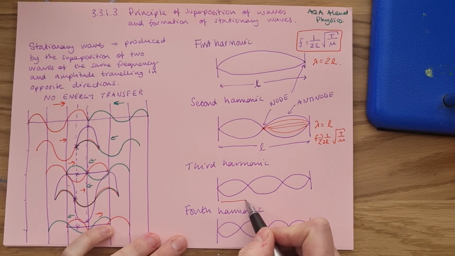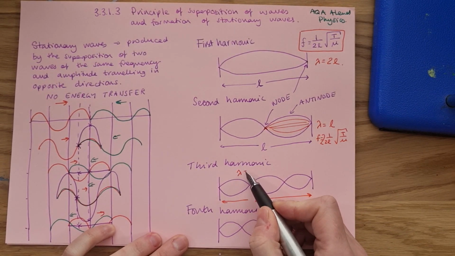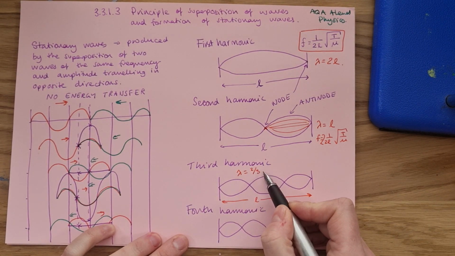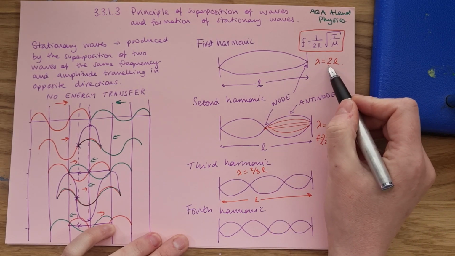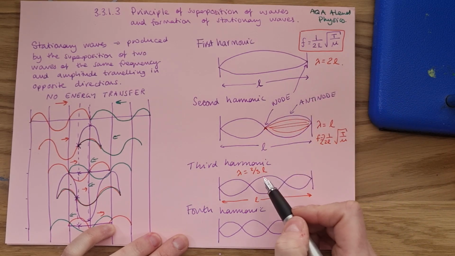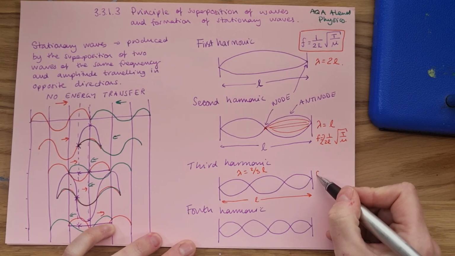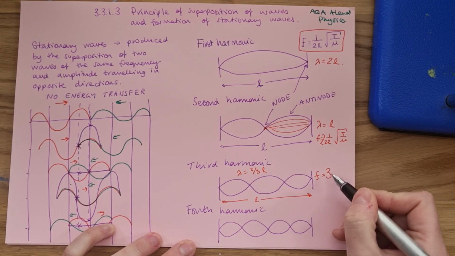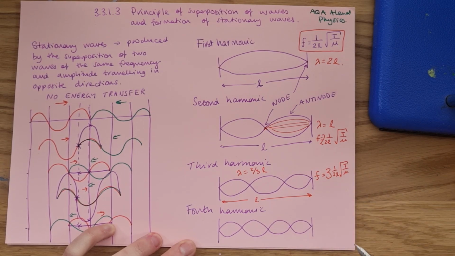So for the third harmonic then, if this is the length of the string, the wavelength of this one is now 2/3 of the length of the string. So because our original wavelength here was 2 times the length of the string, now our wavelength is 2/3 of it, so it's a third. That means the frequency must be multiplied by 3. So our new frequency is going to be 3 times this, 1 over 2L square root of T over mu, tension over the mass per unit length.